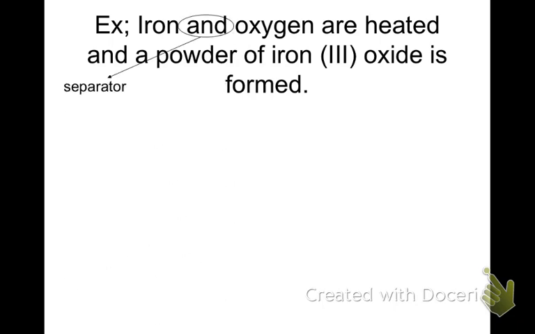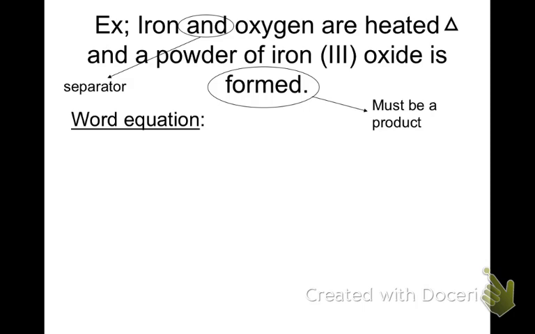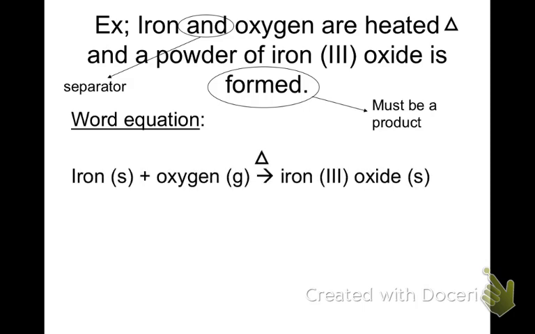Remember, and is our separator. Heated means we're going to put a triangle over our arrow. And when it says is formed, that means it must be a product. So let's try this. The word equation is going to look like this. There's my arrow. We're going to take iron, and again, remember to ask nicely if we need to pause this. So there's iron in words, and oxygen in word form, and iron 3 oxide as my product. So right there's my skeleton. I've got the words of the reactants, iron and oxygen, and my product is iron 3 oxide.